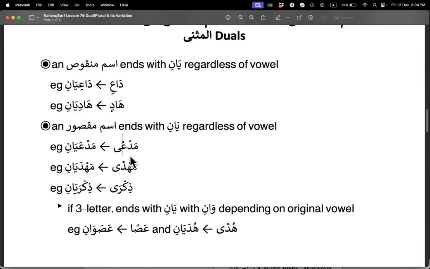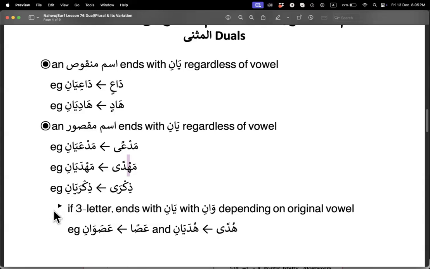Here also, this is singular. So the rafa, the nasab, the jar is the same. And then when you want to make it dual, just add yani again. So madayani, the alif comes alive. Mahdayani. This already we've done in sarf also. Same thing here, dhikra. This is also dhikrayani. It has an alif ending at the end, but the root letters are zal, kaf, ra. So this is just a feminine word for this root letter. So here also you make it dhikrayani.